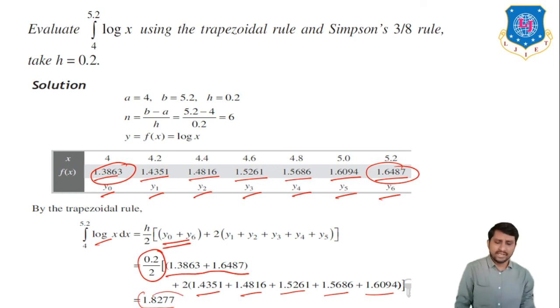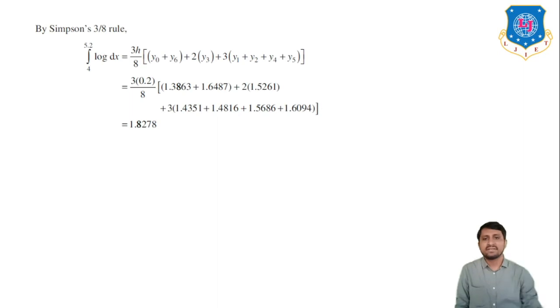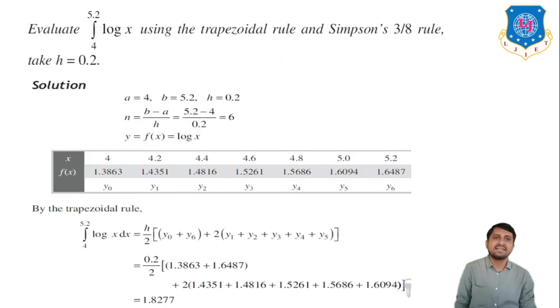Easy to calculate. Now we are using Simpson's 3/8 rule. The table is the same for both rules, whether you use the trapezoidal rule or Simpson's 3/8 rule. So what is Simpson's 3/8 rule? 3h by 8. What is my h? h is 0.2. Let me try to explain using writing. 3 into 0.2 by 8, now y0 plus yn. yn is the last entry.